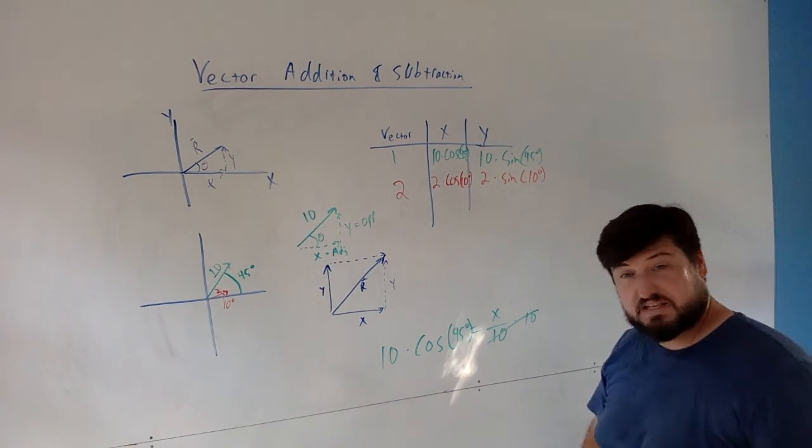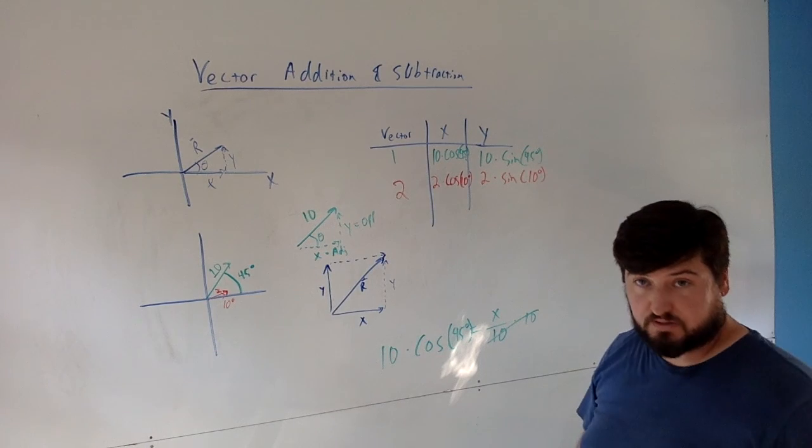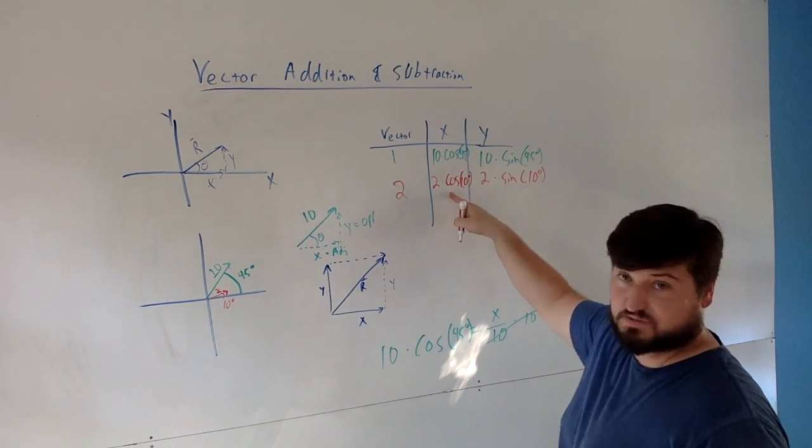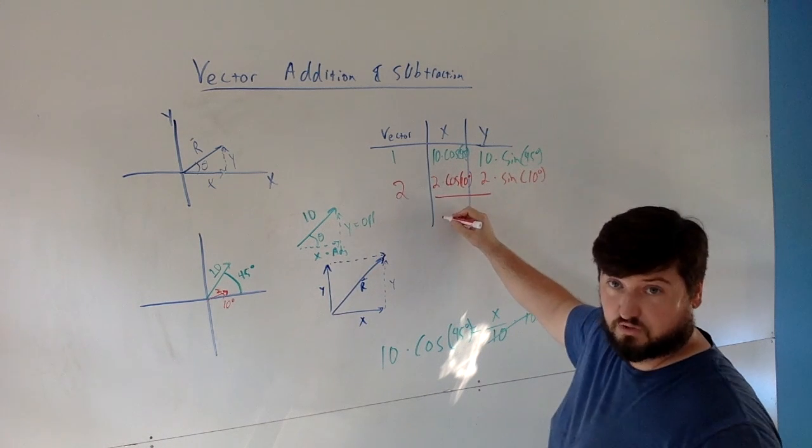When you find the values of those, how do you add them together? Very simply. 10 cosine of 45 degrees, whatever that number ends up being when you put it into a calculator, plus this one gets you your total vector for the x, right?